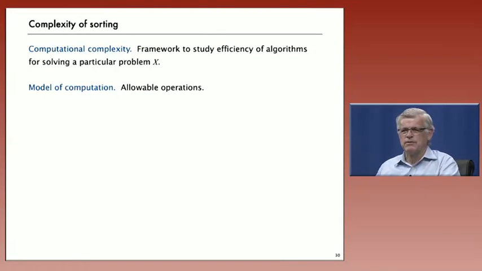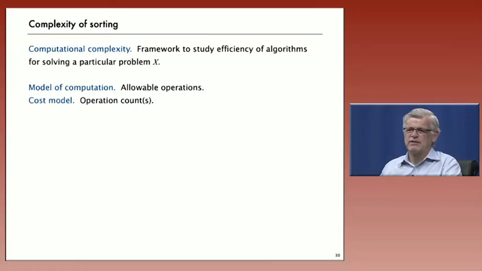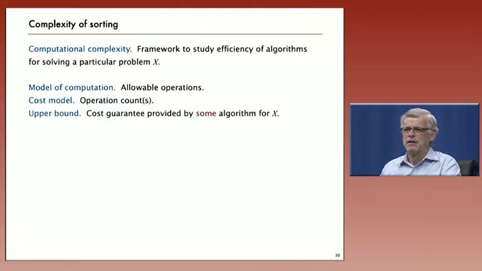And in order to do this sensibly, we need what's called a model of computation, the operations that the algorithms are allowed to perform. For sorting, that's kind of straightforward. What we're going to do is have a cost model where we count the comparisons.